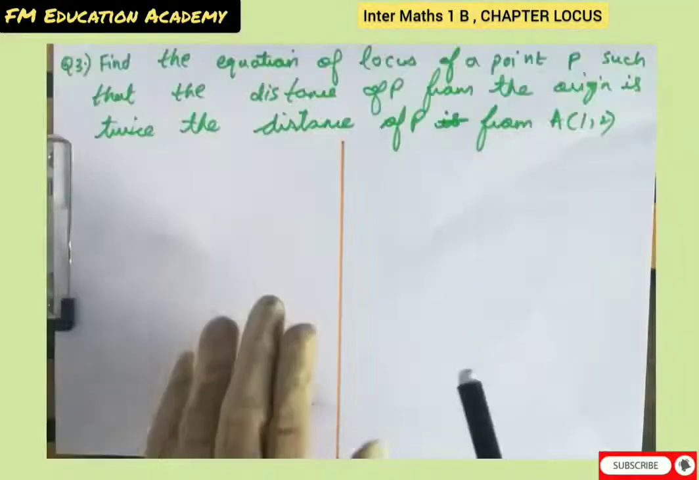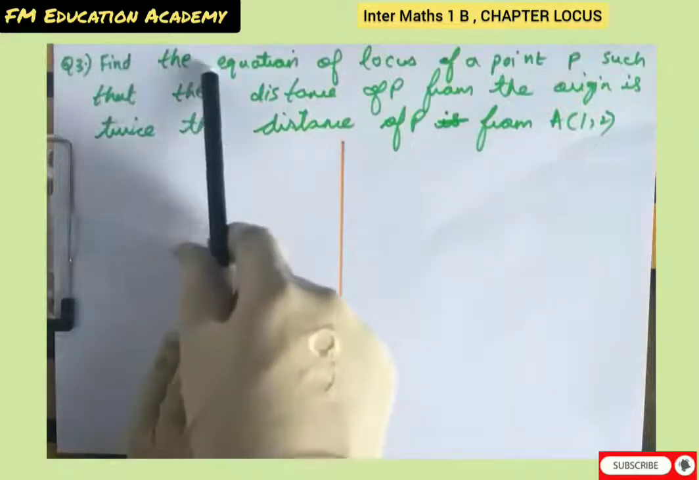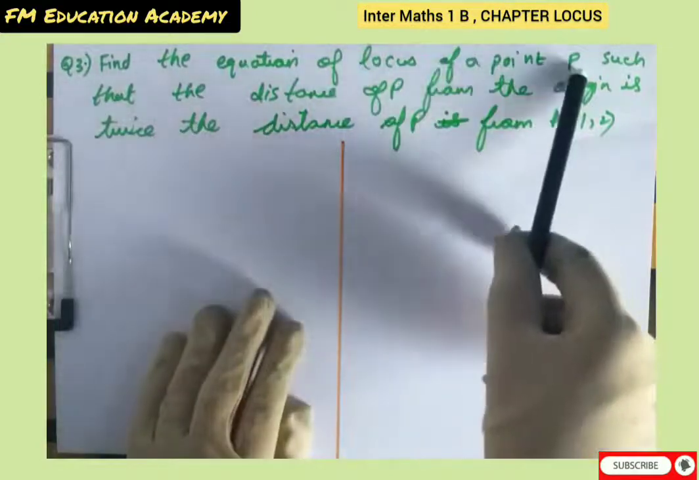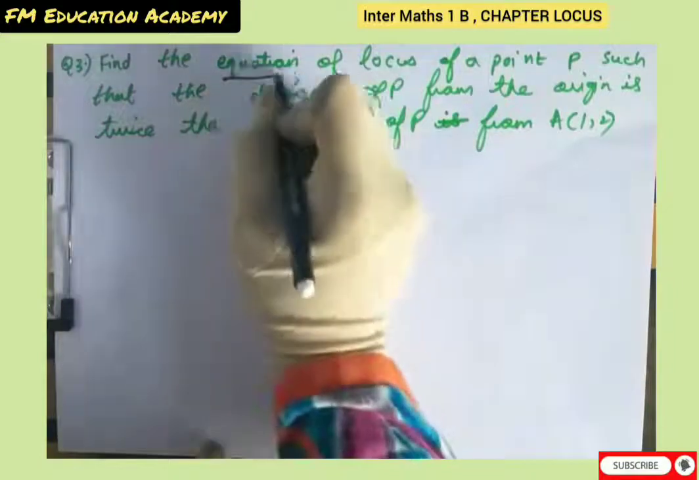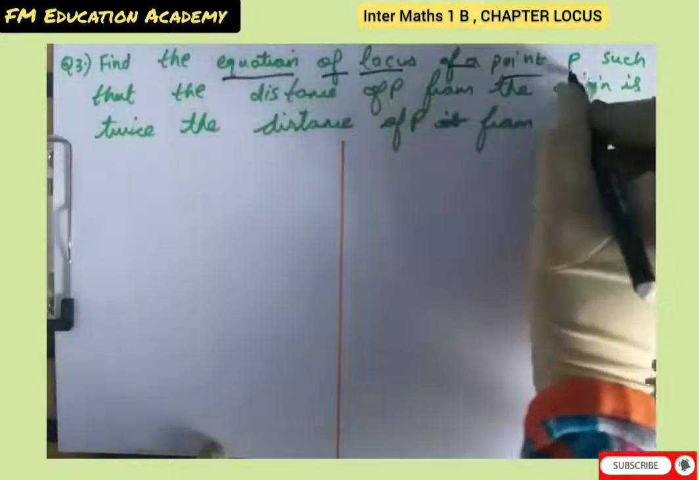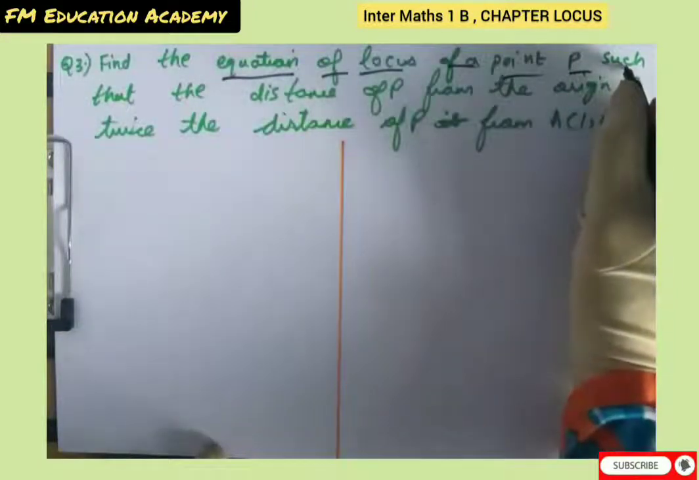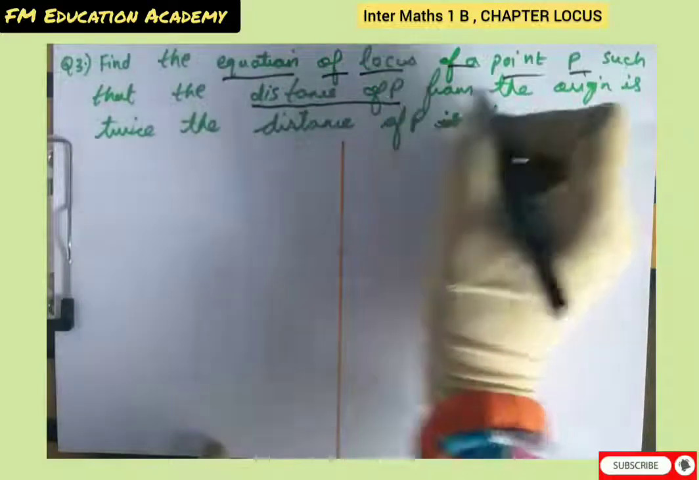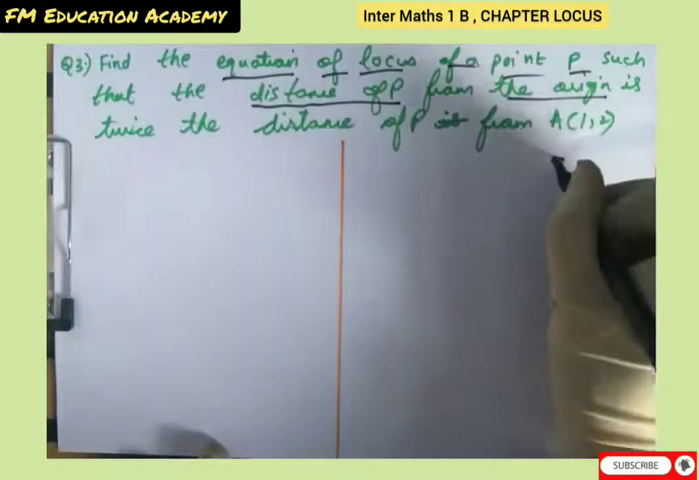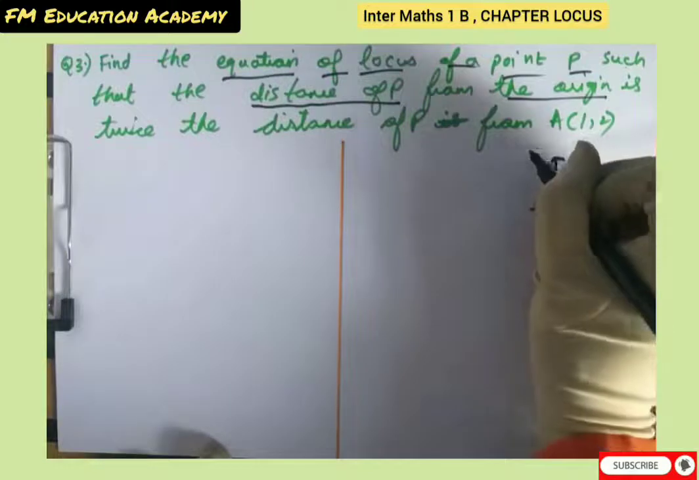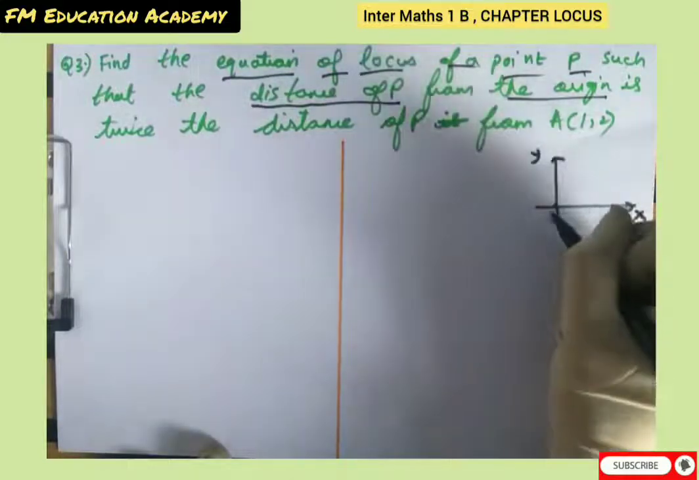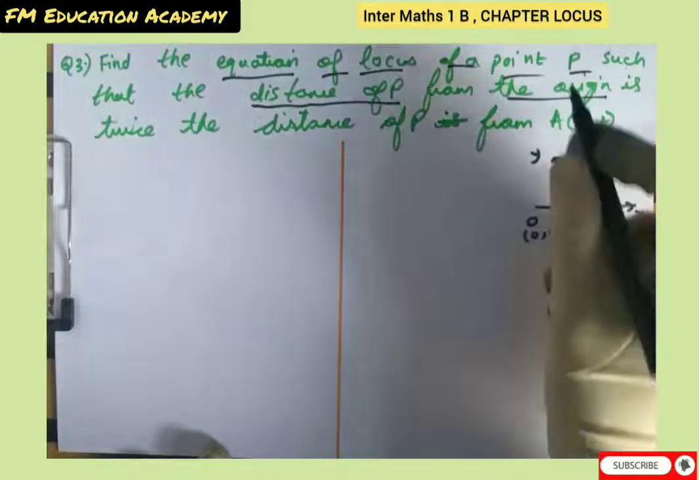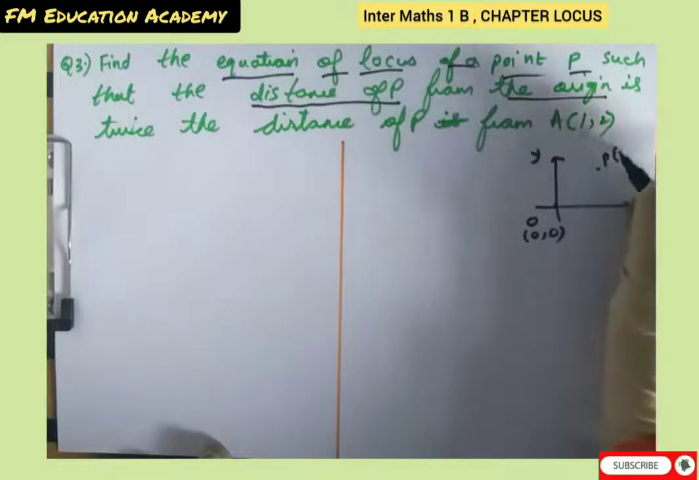Exercise 1A. Observe the third question. Find the equation of locus of a point P. So here we have to find the equation of locus of a point P, and what is the condition given to us, such that the distance of P from the origin. Let us suppose this is our x-axis, this is our y-axis, then this will be our origin O (0, 0). Here it is telling that there is a point P. We will assume the point P to be (x, y).